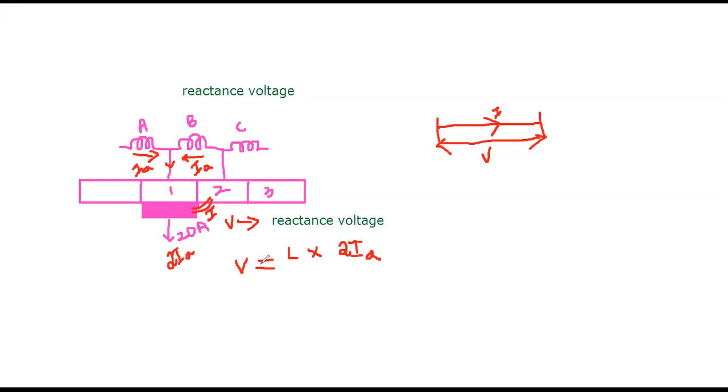2 into IA divided by the time taken, the commutation time, or we can say the brush contact time. If you want to know the effect of this reactance voltage, consider the total current we have taken here is 20, and the commutation time, how fast commutator segment 2 moves away from the brushes in this direction.